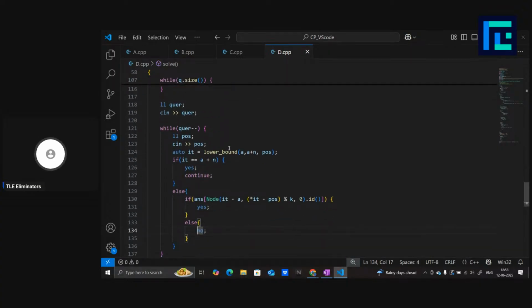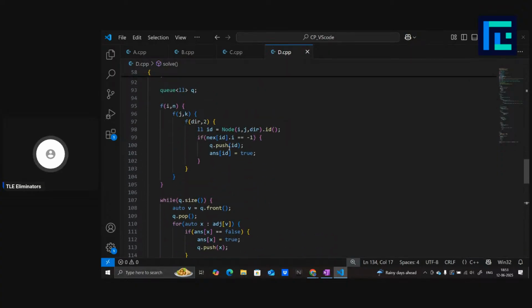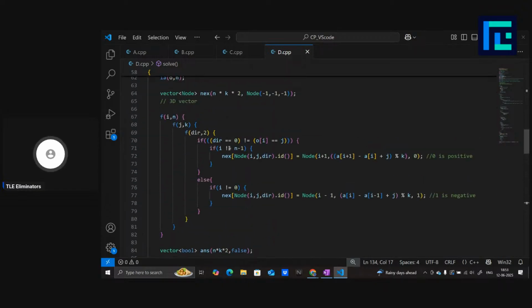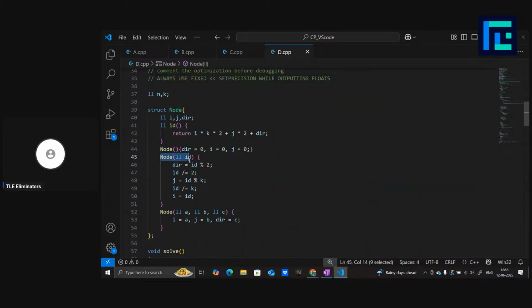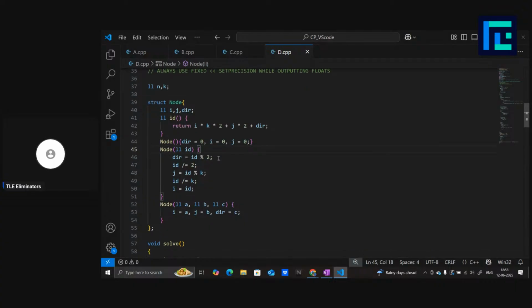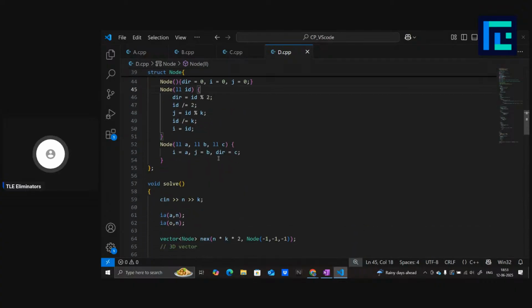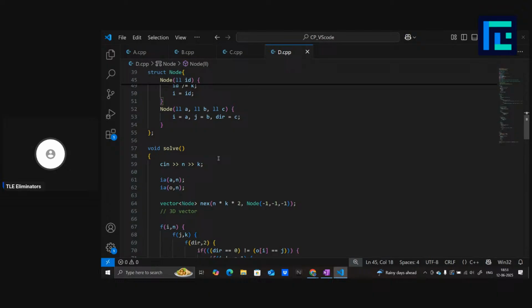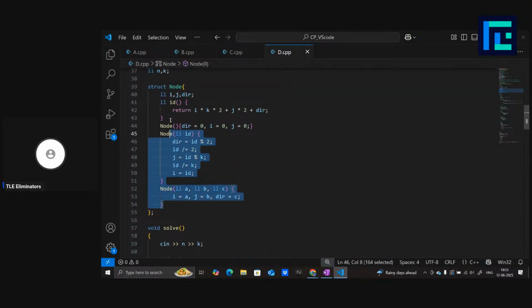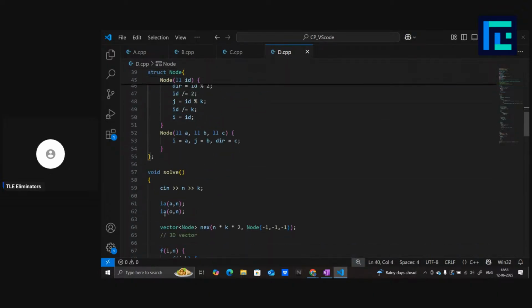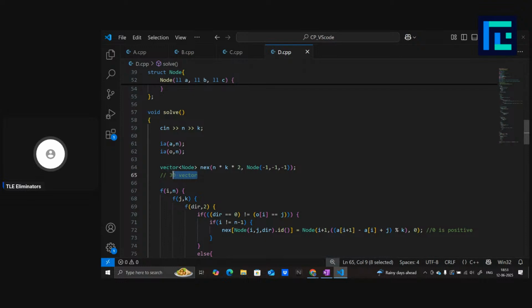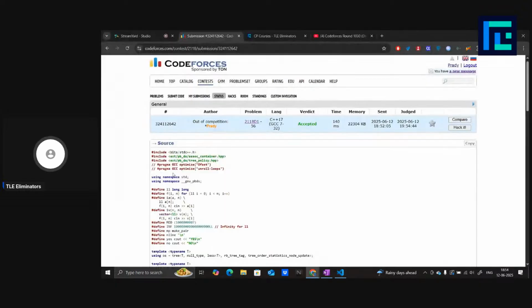So I hope that overview of the code is clear, what I am doing here. The syntax might not be clear because I have used something like constructors and structs, but you don't need that. I just did it for fun. So I'll just share the code without these things. I'll make a 3D vector of nodes. Okay, so this was the code.